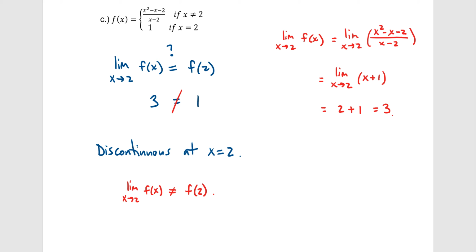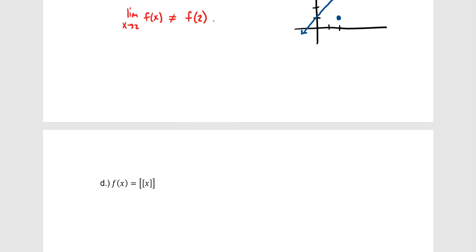And we should be able to graph it. So let's go ahead and graph it real quick. So if we graphed it, it would look like that. It's the rational function which simplified to x plus 1 with a hole at x equals 2. And then we know that f of 2 equals 1, so we can see it's discontinuous at x equals 2. Okay, let's do one more of these problems before we move on.